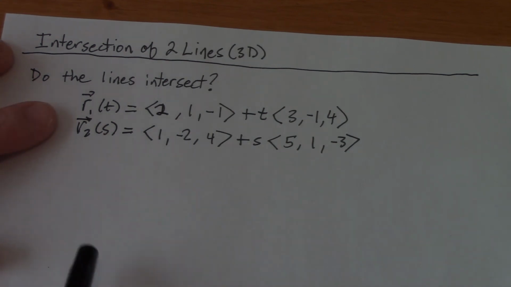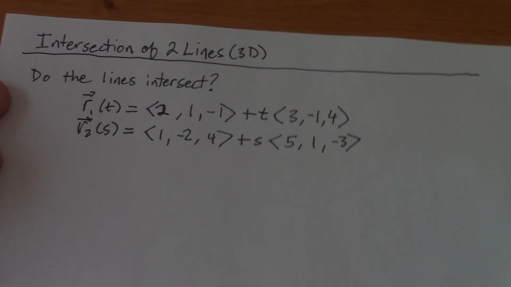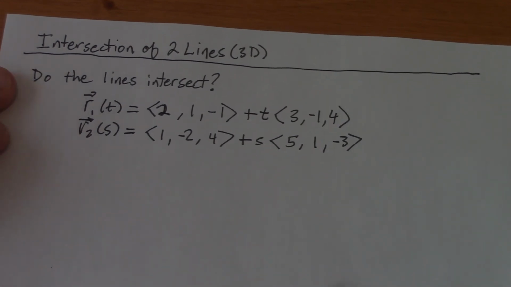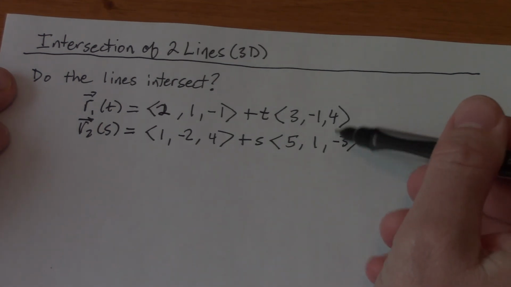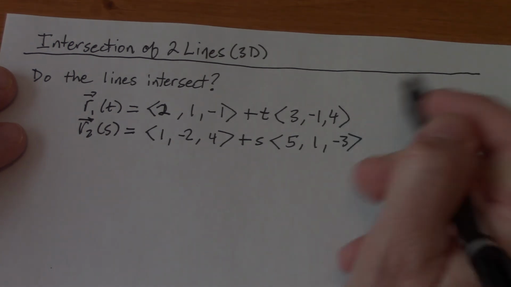Alright, so here's our two lines. R1 of t is (2, 1, -1) plus t times (3, -1, 4). And R2 of s is (1, -2, 4) plus s times (5, 1, -3). Okay, so if they're parallel, I didn't ask this, but if they're parallel, these two vectors should be scalar multiples of each other. So you could inspect that just by looking at them and tell whether they're parallel or not before you do anything else.